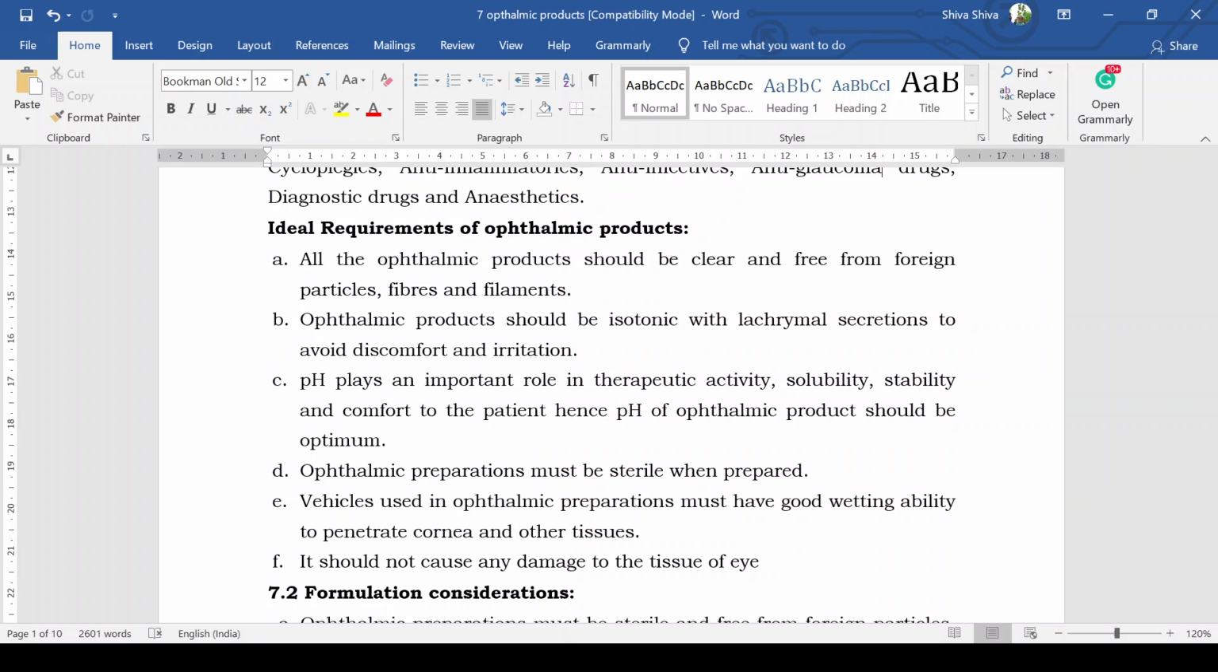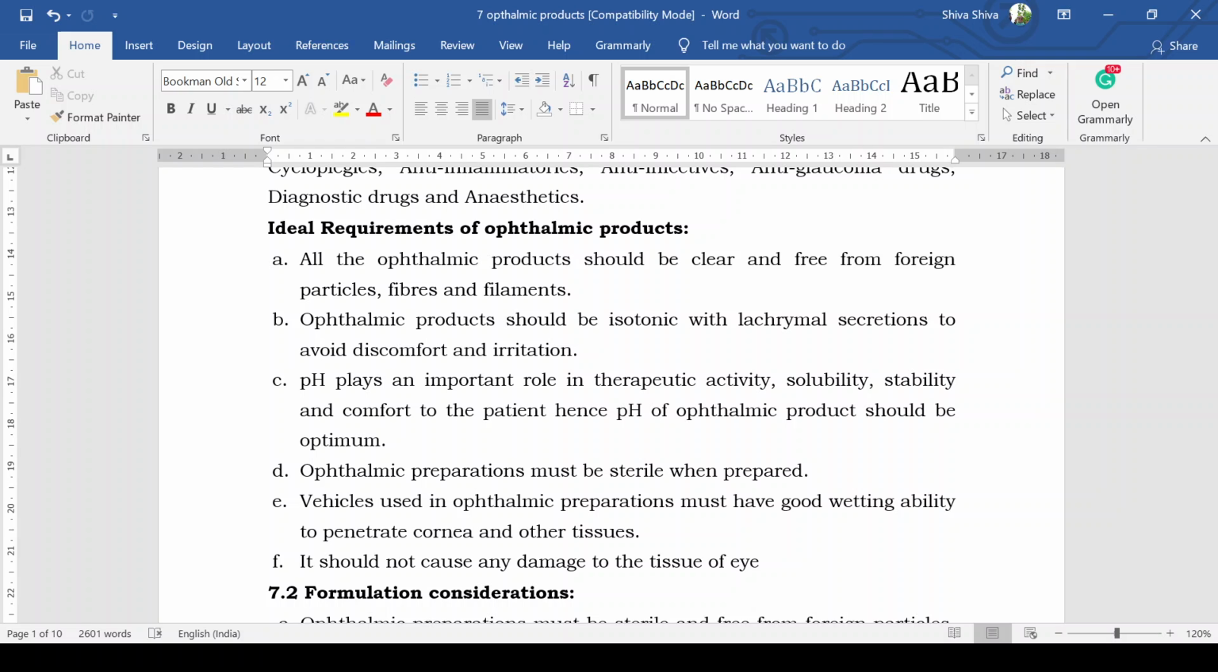Why should it be sterile in nature? Because the eye is a very delicate organ, and if any microbial infection occurs in the eye, then that person may lose sight, may lose vision. To avoid such complications, the ophthalmic product should be free from microorganisms. That means this ophthalmic product should be sterile.